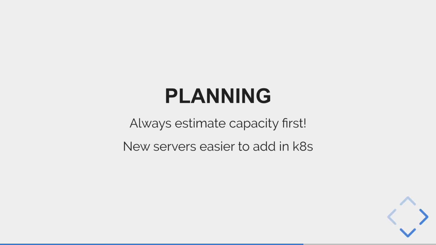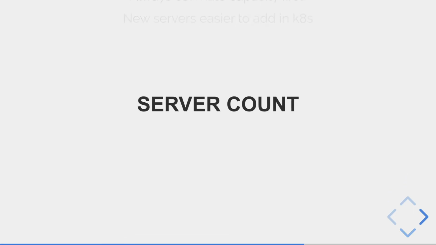So first of all, we have to do some planning. Yes, planning's no fun, but we always should probably do some capacity estimation first. And the reason why is we don't want to shoot ourselves in the foot. Newer servers are actually a lot easier to add in Kubernetes. So if we do need to add additional capacity, it's not that big of a deal. Kubernetes assumes that the server environment is not static, that you will add servers or take away servers as your workload demands. And there's even auto-scaling abilities built into Kubernetes that you can take advantage of.